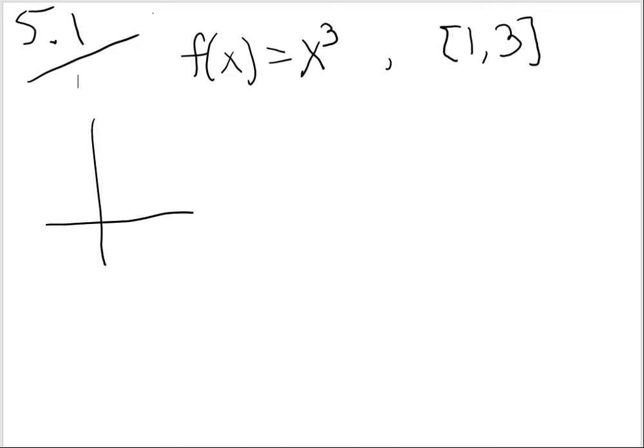Graphically, we have something looking like this. Here's 1, here's 3. You want the area. What we're asking for is, what is the area in between? Okay, and we were doing this by taking rectangles and finding the area of those rectangles to approximate the area under the curve.